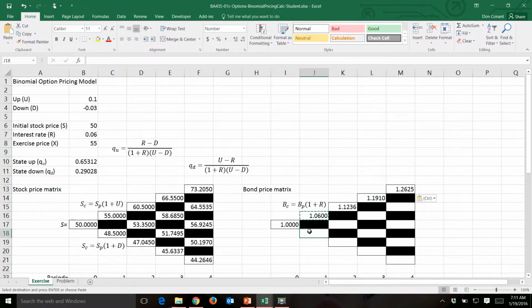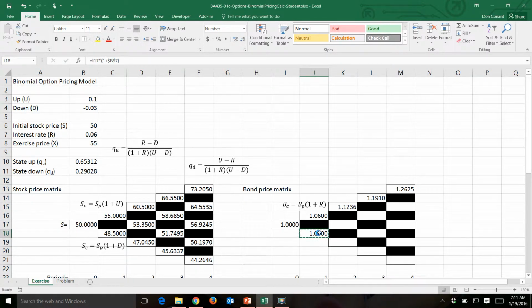Now I'll calculate the downside scenario. The current bond price equals the previous bond price times the quantity 1 plus the risk-free interest rate. And why is upside the same as downside? The key here is the risk-free interest rate. This is how the bond's going to perform. It's a risk-free bond.